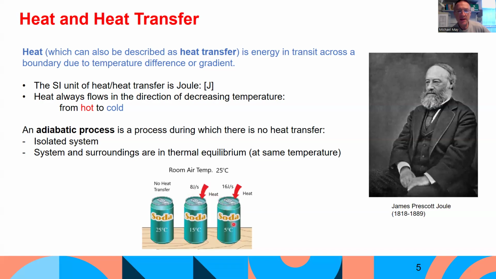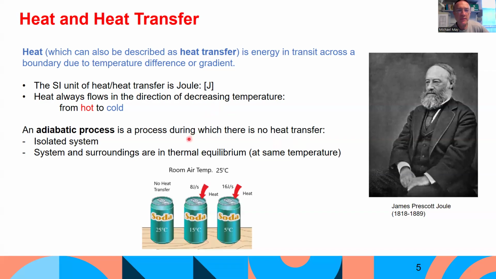And in the third example, the soda is now at 5 degrees. So there's a greater temperature difference across that boundary. So there's more heat transfer. And in this case, it was measured at 16 joules per second. The SI unit for heat is the joule, named after James Prescott Joule, who identified the mechanical equivalent of heat that we mentioned in the first section. Heat always flows in the direction of decreasing temperature, from hot to cold.